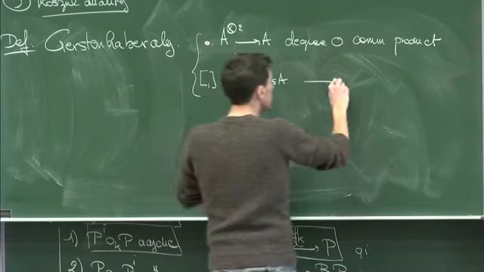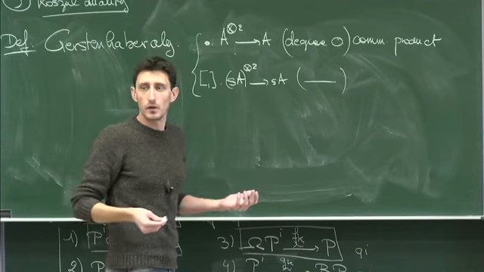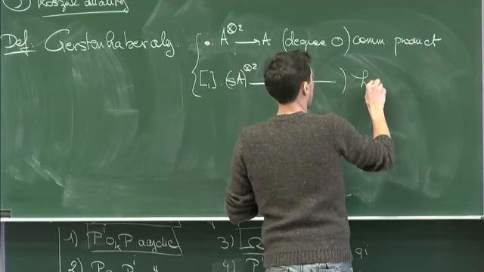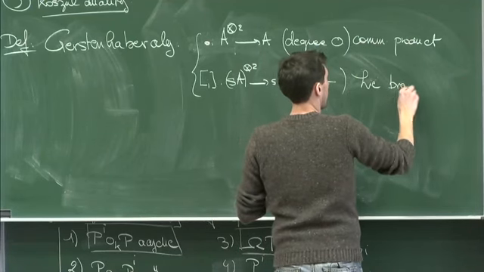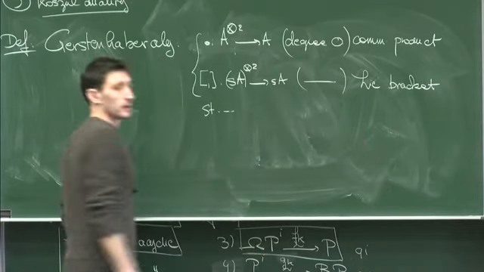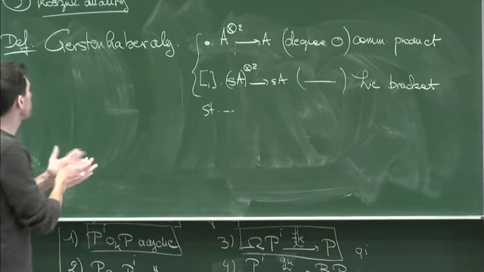This is degree 0. When we say the commutative product is degree 0, a Lie algebra is a bracket of degree 0, a Lie bracket, such that blah blah blah. That's not my goal, to give the relations. We saw them twice. That's a beautiful definition.